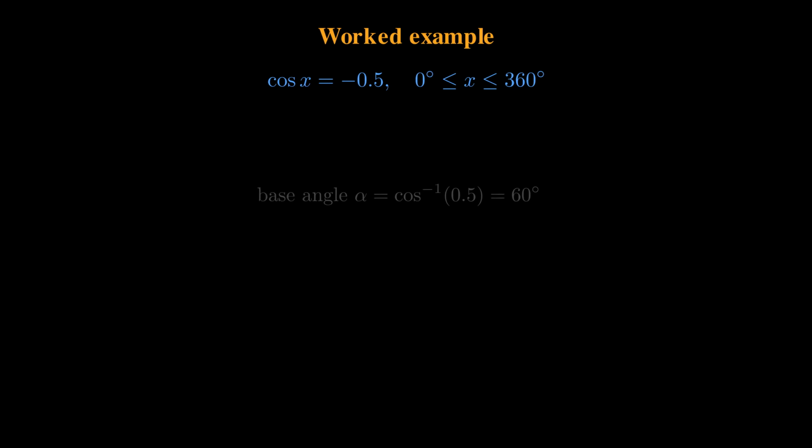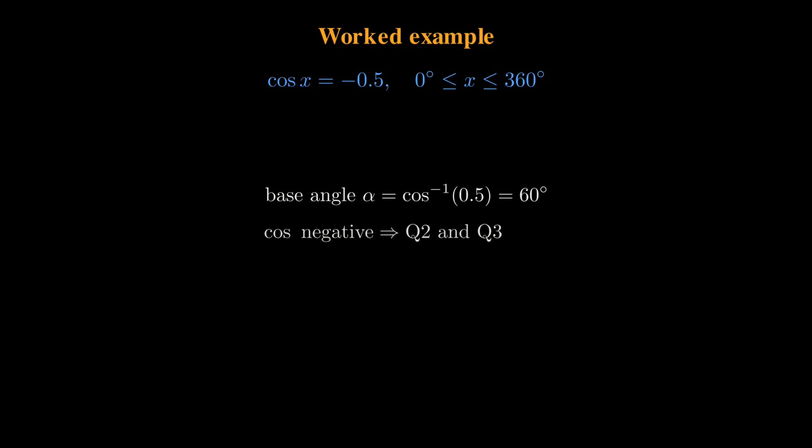Solve cos x equals minus 0.5 between 0 and 360 degrees. First the base angle, always from the positive value. Inverse cosine of 0.5 is 60 degrees. Now cosine is negative, and cosine is negative in the second and third quadrants. The second quadrant angle is 180 minus 60, 120 degrees. The third quadrant angle is 180 plus 60, 240 degrees. Both lie in the range, so the solutions are 120 and 240.